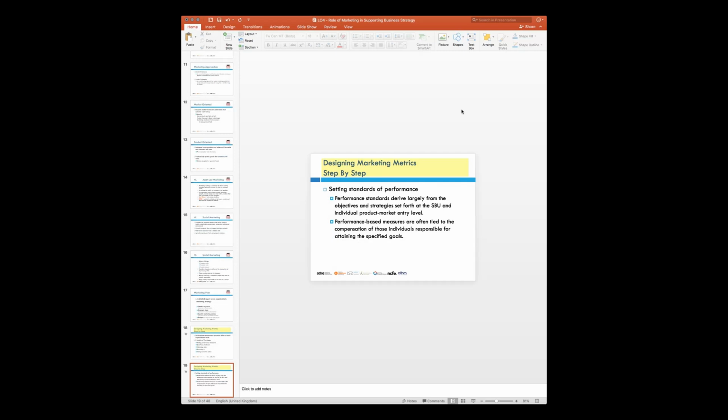Now, looking at each of these with 1 or 2 points: how do companies or organizations set the performance standards? Performance standards are derived largely from objectives and strategies set forth at the strategic business unit, SBU, level and the individual product market entry level.